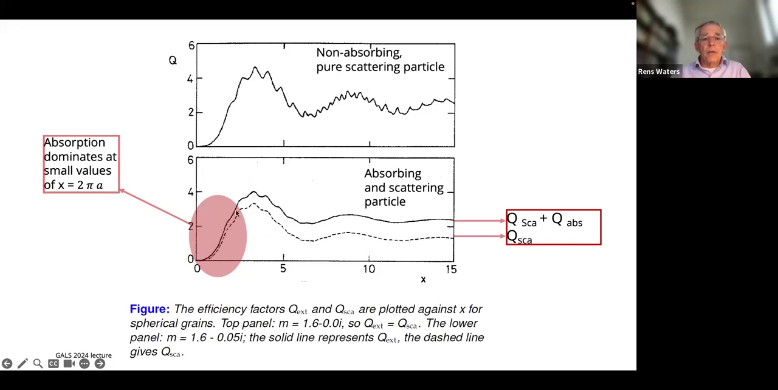So that's why the total curve here and the dashed curve come together. So in this regime, you are dominated by absorption at small values of x.